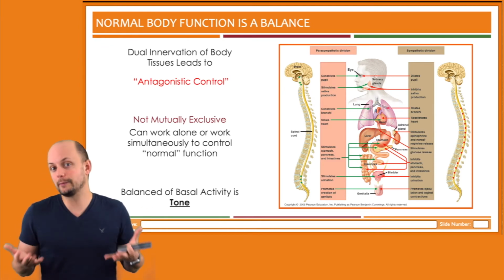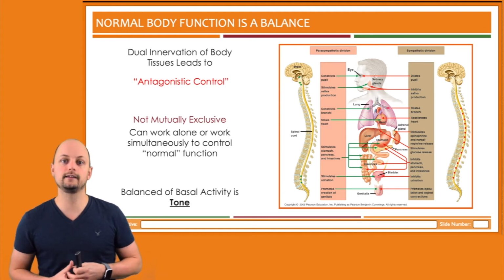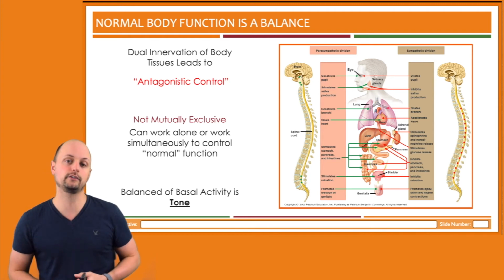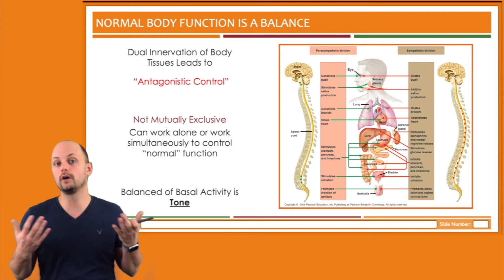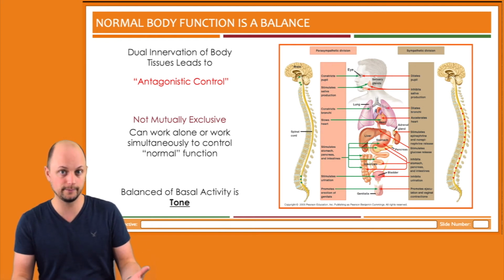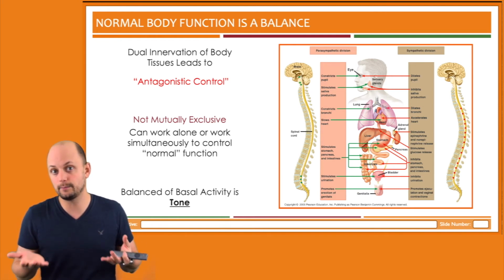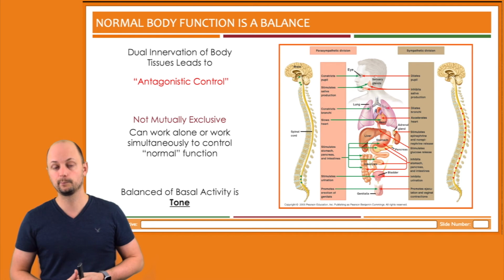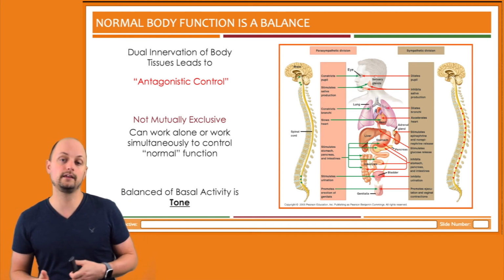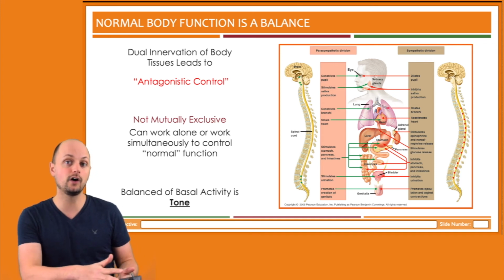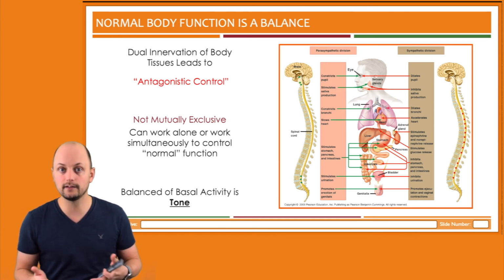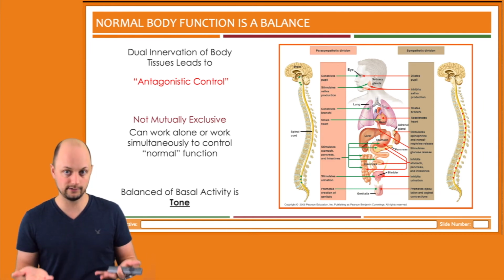But if you've spent any time driving, then you know that there's actually two ways that you can slow down your car. So one way is you can actively press the brake pedal with your foot. That would be like stimulating the parasympathetic nervous system. But the other way that you can slow down your car is by taking your foot off of the gas pedal. That would be like inhibiting the sympathetic nervous system.